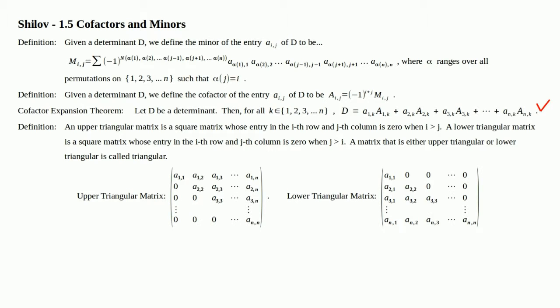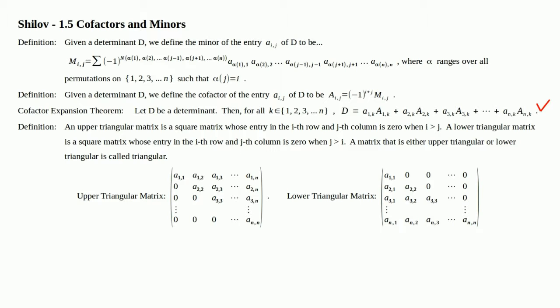But today, let's start with a definition. An upper triangular matrix is a square matrix whose entry in the ith row and jth column is 0 when i is greater than j. A lower triangular matrix is a matrix whose entry in the ith row and jth column is 0 when j is bigger than i.